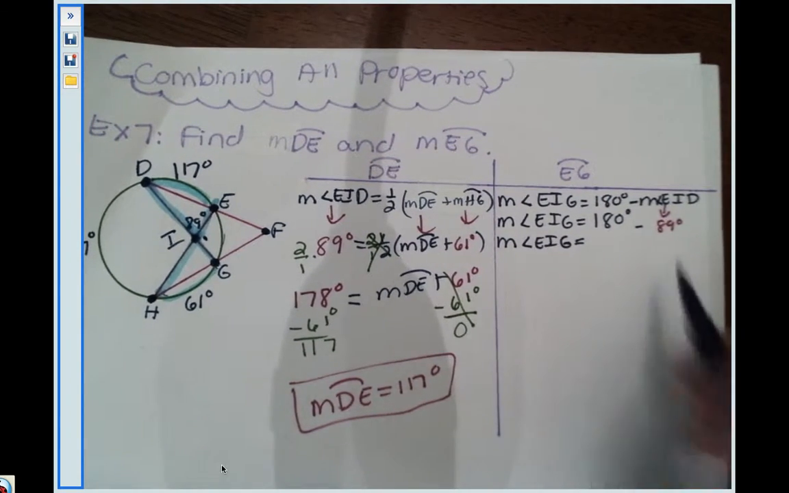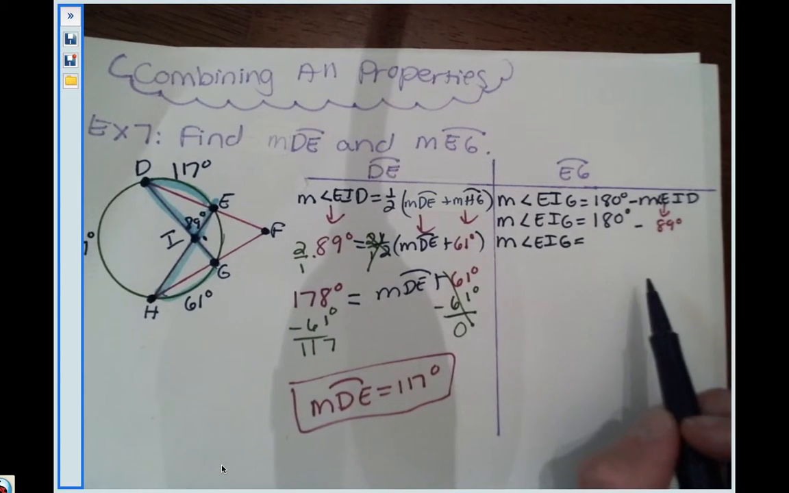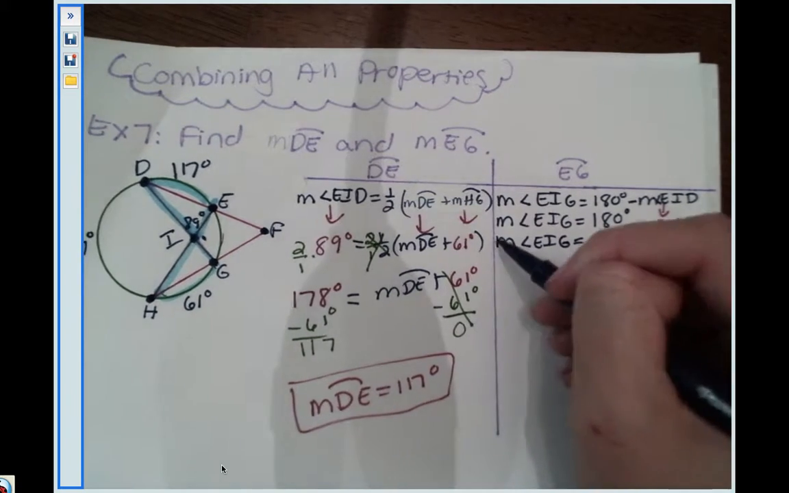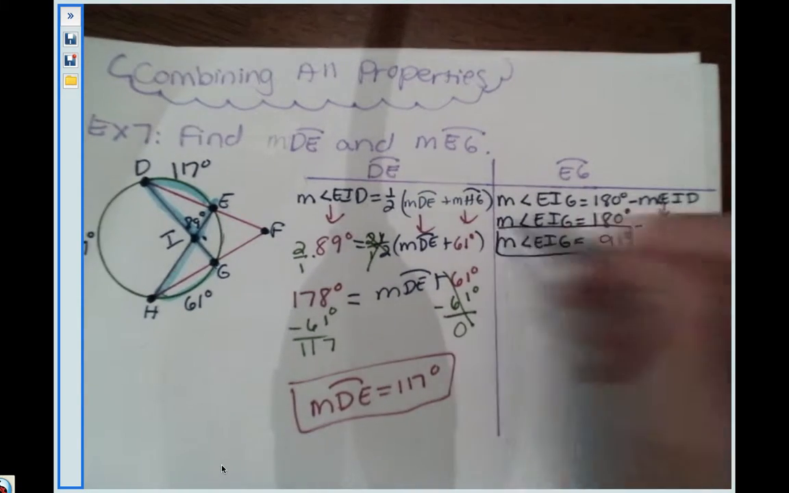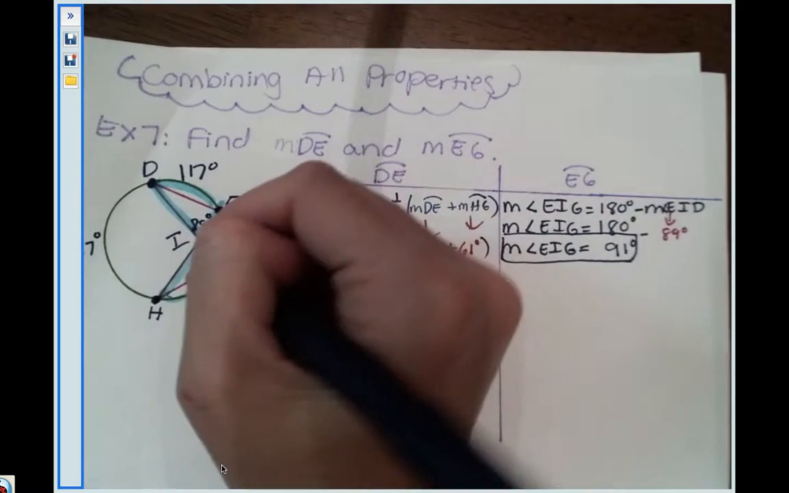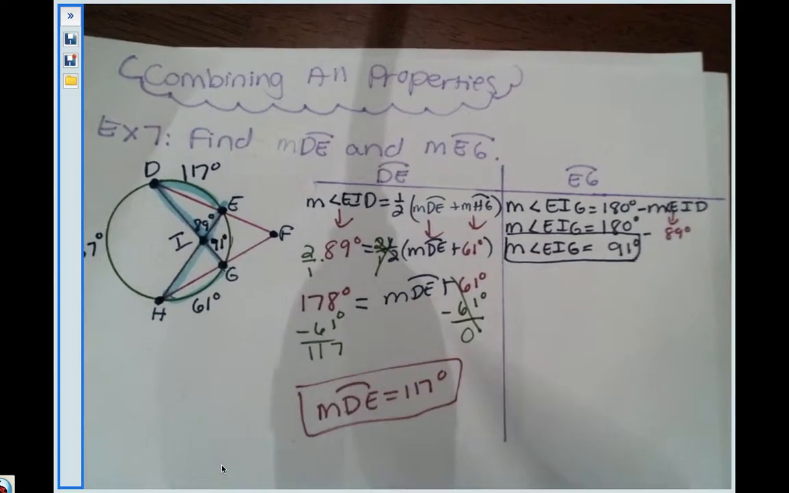Okay, so 180 minus 89. Well, 180 minus 80 is 100. Minus 9 more will give me 91 degrees. So guess what, you guys? The measure of EIG is 91 degrees, which I'm going to double check again. Doesn't hurt to double check. So 10, yep, 91 degrees. So now I know that this bad boy is 91 degrees, which that says 91. I know it doesn't look like it.